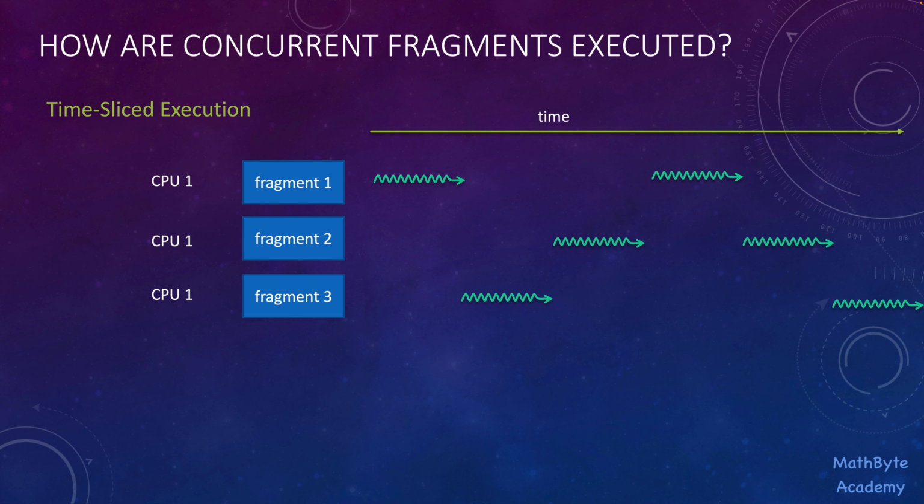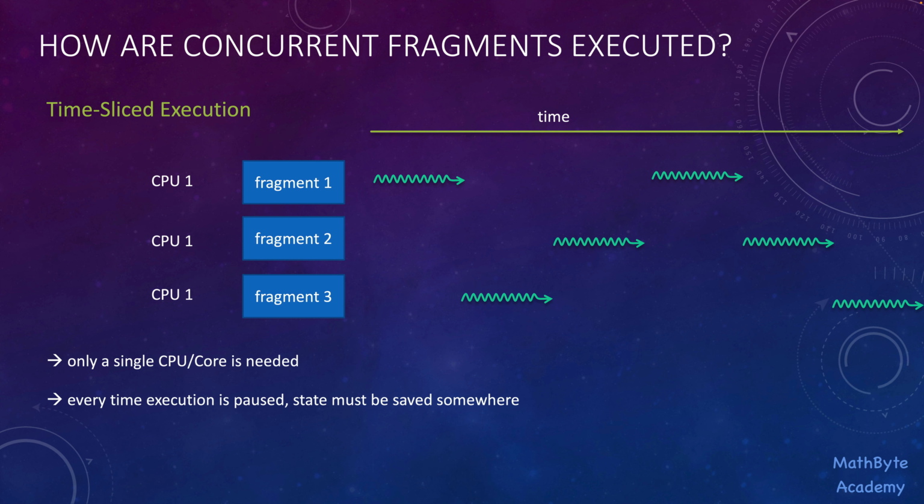And this happens so fast on our computers that when we look at the execution of fragment 1, 2, and 3, it looks like it's happening in parallel, that it's happening at the same time. But in fact, it's not. It's being time sliced that way. So we only need really a single CPU or core to do something like this.